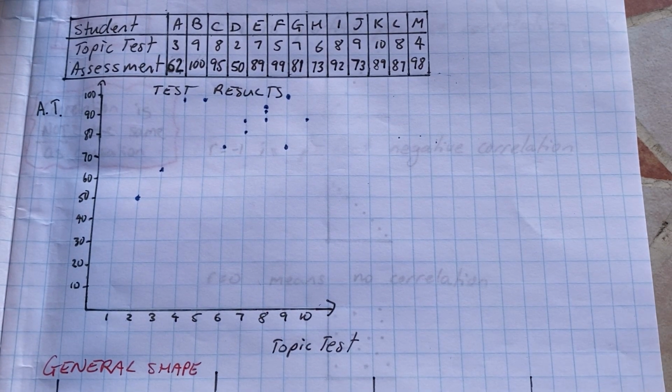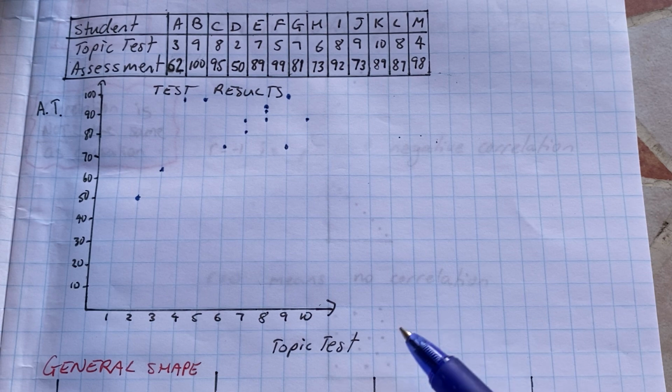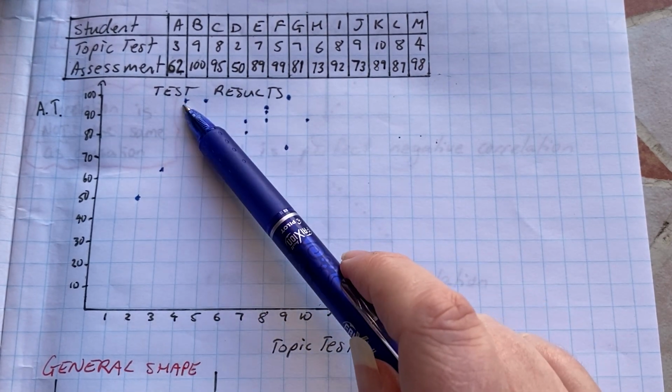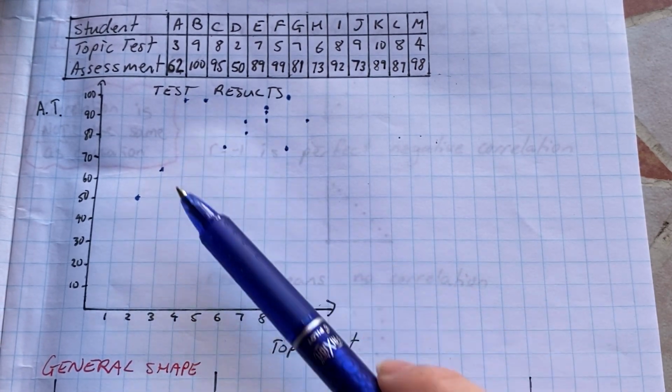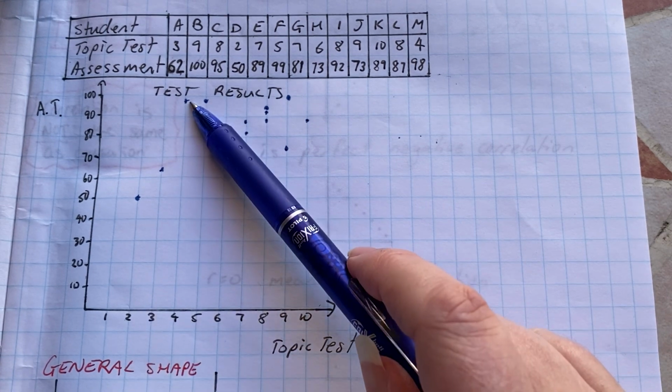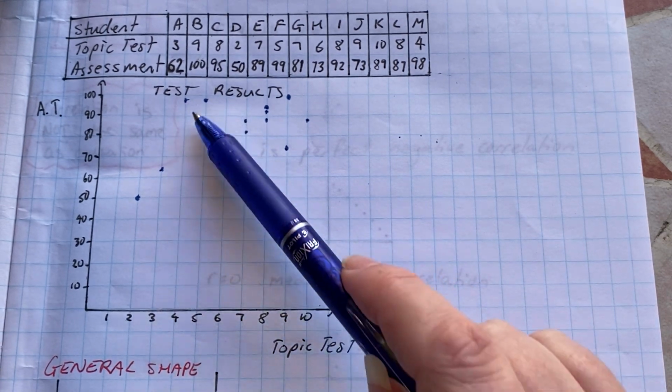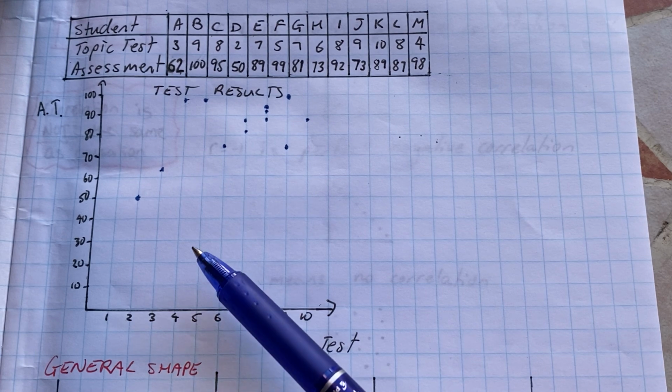Okay, so there's the data graphed. Just some things to note. These people here did incredibly well on the actual assessment task, but not so well on the topic test. So maybe they didn't take the topic test as seriously as they took the actual task.